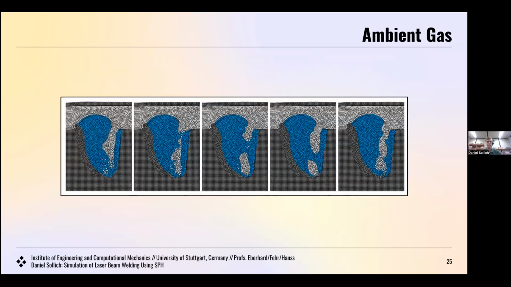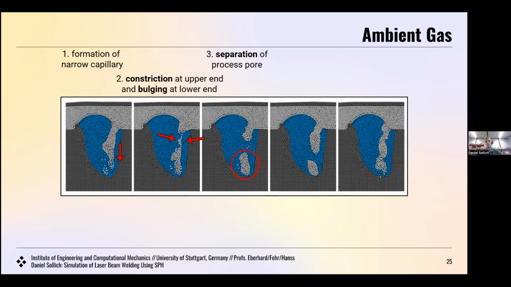Okay, let us have a look at a typical sequence in the simulation. And that looks something like that. So typically we have the formation of a narrow capillary. Then it comes to a constriction at the upper end due to high surface tension forces. We can see the separation of the process pore in the simulation. Then we have the reformation of a narrow capillary due to high recoil pressure forces. And then we have the deflation of the pore into the capillary.